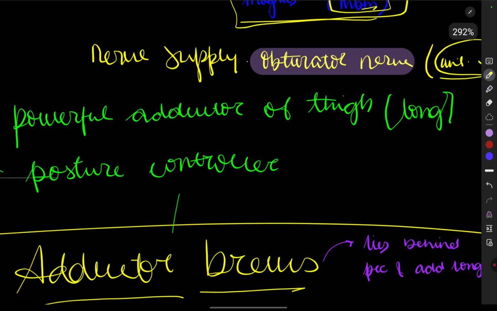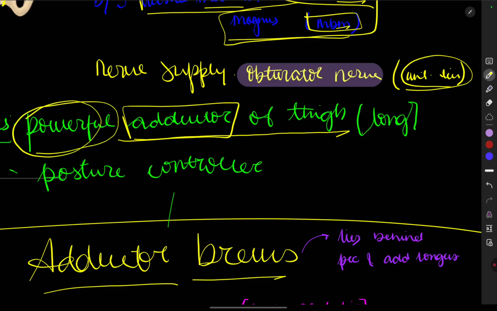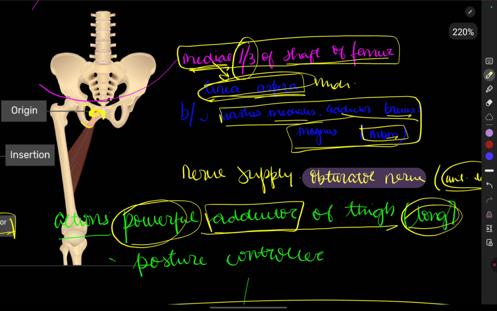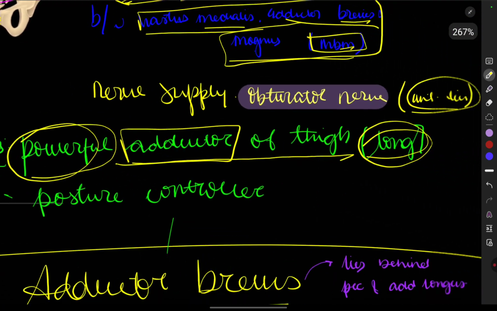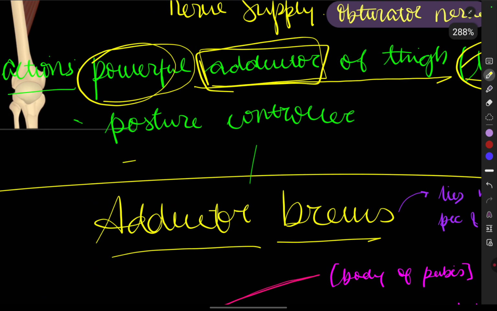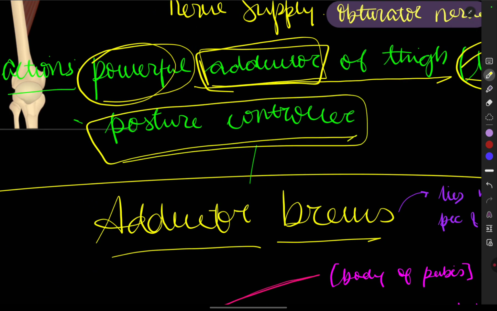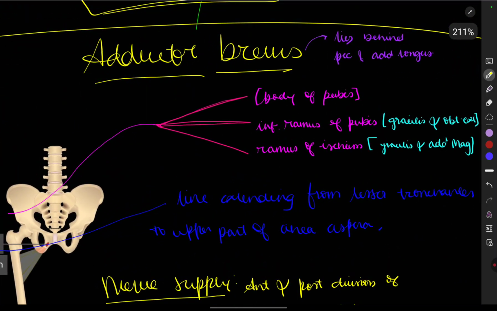Action: it is a powerful adductor of the thigh. Of course the action will be adduction. It is powerful because it is long. No matter that adductor magnus is the largest muscle, adductor longus, it is in the name, longus, so it is powerful. So the adductor longus is the powerful adductor of the thigh, and it controls the posture. It is a posture controller. So we are done with the adductor longus. Now let's move to adductor brevis.